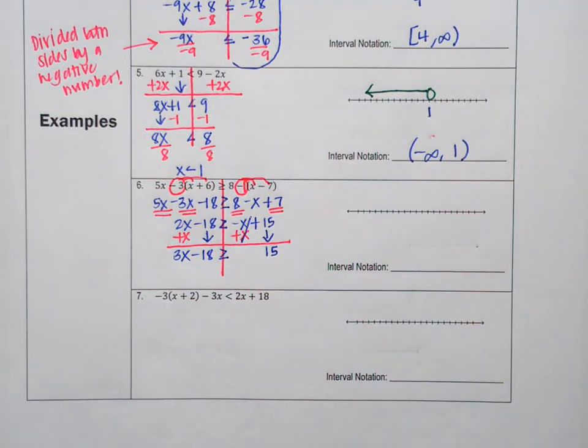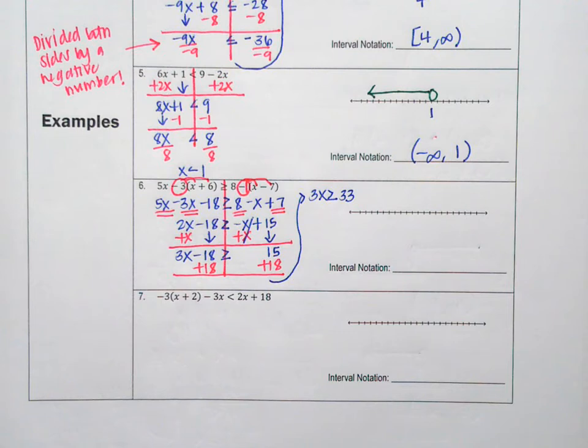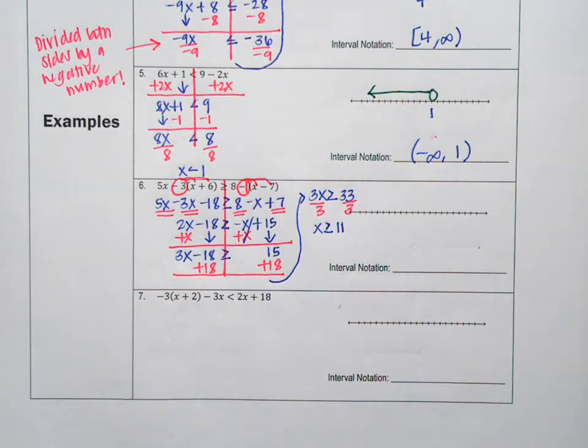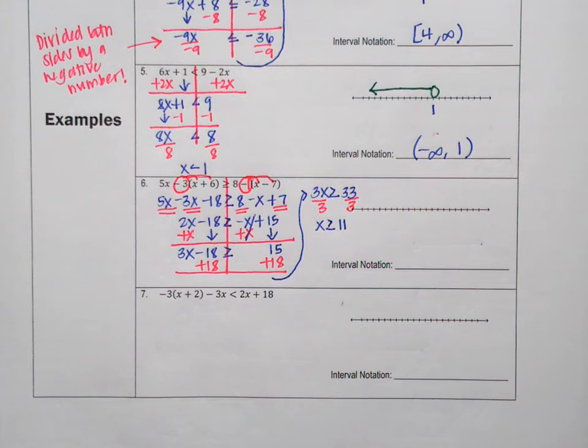Okay, from there, what I want you guys to do is finish this problem. So finish this problem on your own, get the inequality by itself, or get x by itself. So I moved the 18 to the other side of the equation, and then I divided both sides by 3 to get x is greater than or equal to 11. So now that we've gotten our inequality, I want you guys to graph it and then write it in interval notation. So pause and finish this problem.